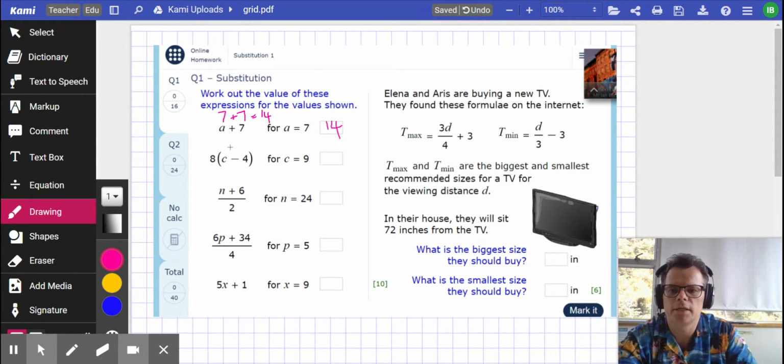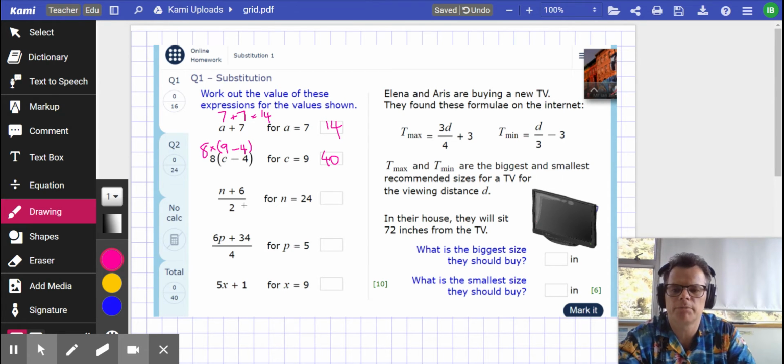If c is 9, you put c is 9. What's 9 take away 4? That's 5, and then 8 times 5, because you do the brackets first. Order of operations, BIDMAS, that kind of thing. Brackets first. 9 minus 4 is 5, and 8 lots of 5 is 40.